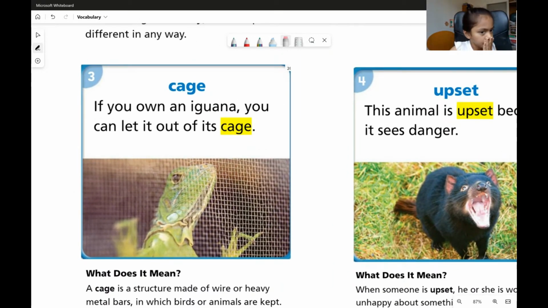Cage. The third word. If you own an iguana, you can let it out of its cage. Okay. So do you know what cage means? It's kind of a thing or a box made out of strings, wood, or sometimes metal to keep animals or birds inside, like a trap or something. Kind of a crate, but not exactly. We can see the animals.